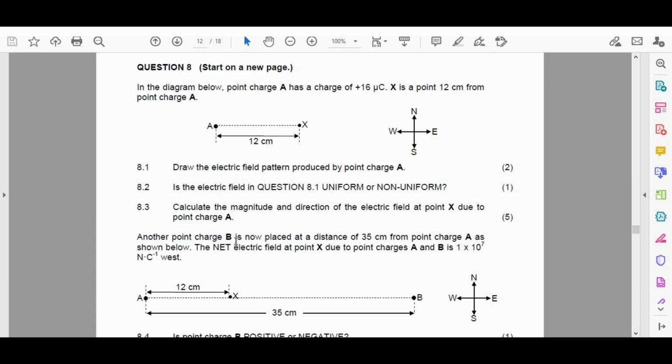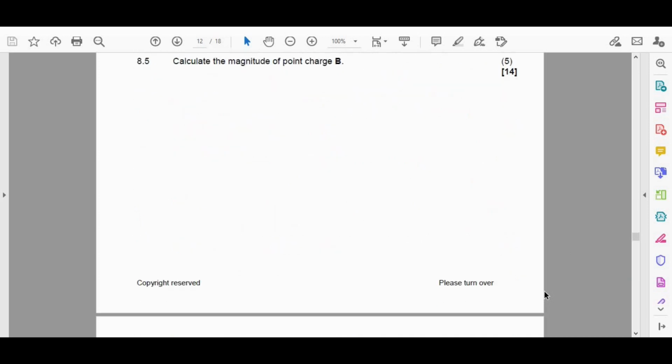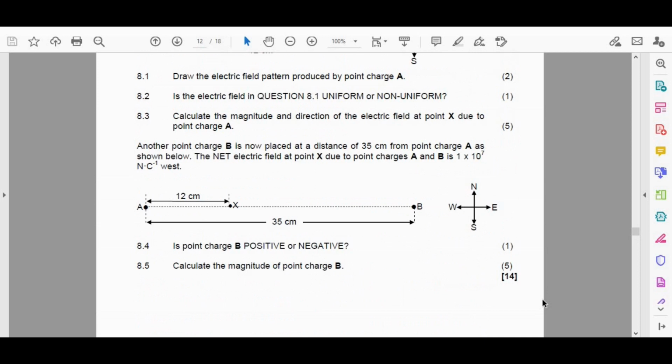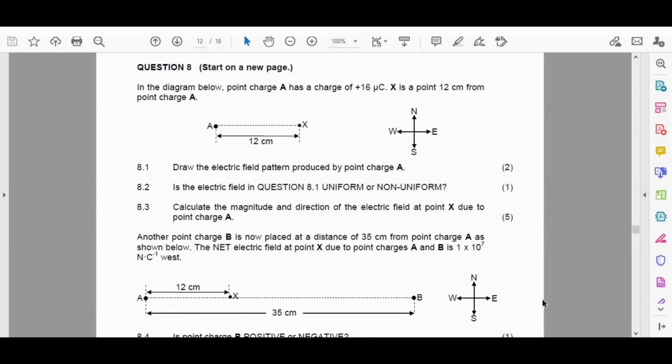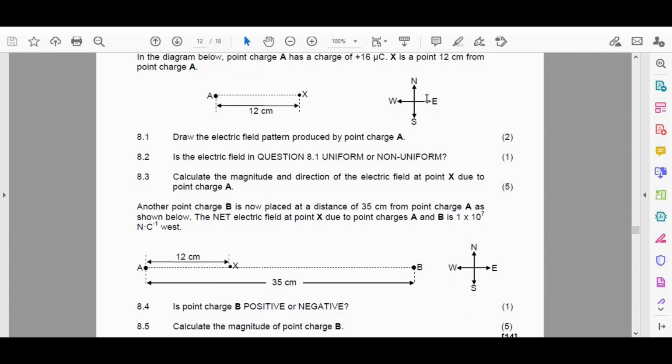8.3, calculate the magnitude and direction of the electric field at point X due to a point charge A. Then they insert another point charge B. They ask is it positive or negative, and then to calculate what it is. Then question 9, nothing on there. So we're going to do question 8 first. I'm going to see how much of 8.4 and 5 I can get in. I can get in all of it. We have all the information you need there. Let's see how far we get.